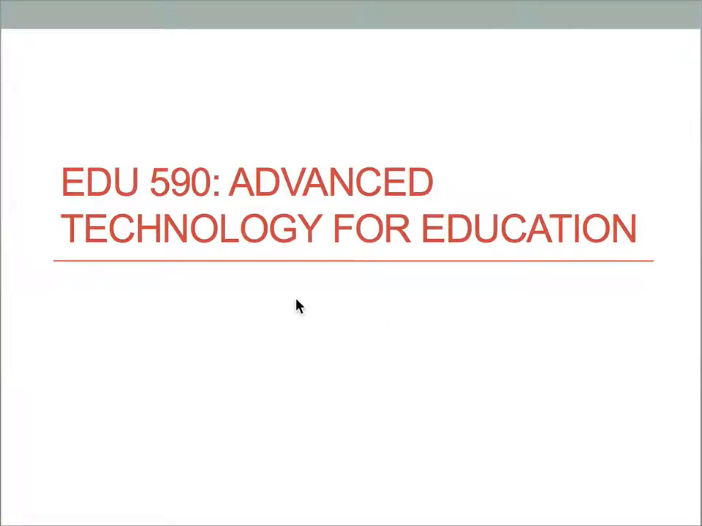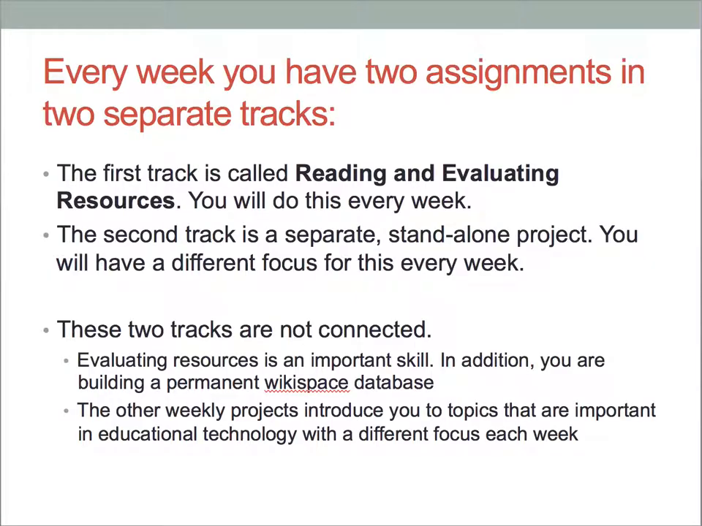For week 3 of 590 Advanced Technology for Education, every week there are 2 separate tracks of assignments. The first one is reading and evaluating resources. Every week you will pick a topic that matches with the readings in the book. You will find an app or a website online and evaluate it. The second one is a separate standalone project.